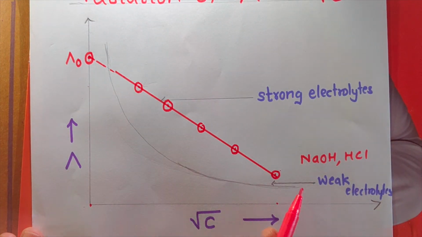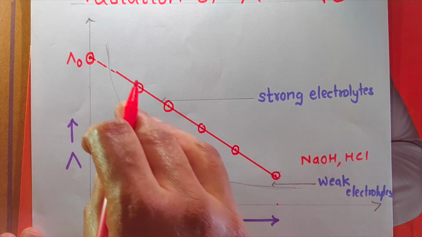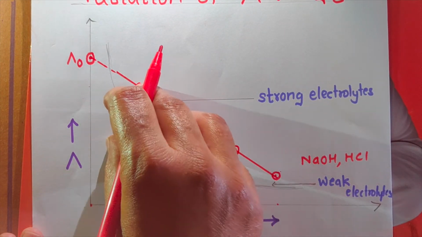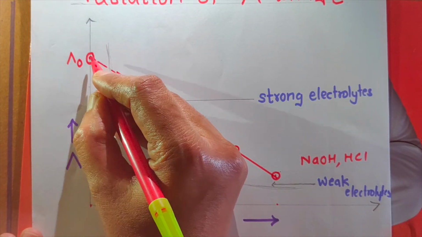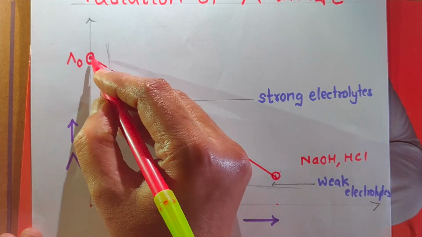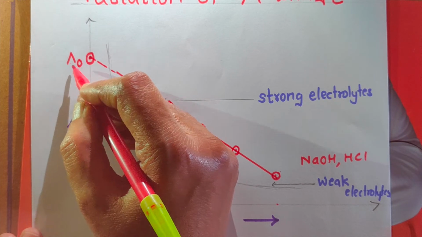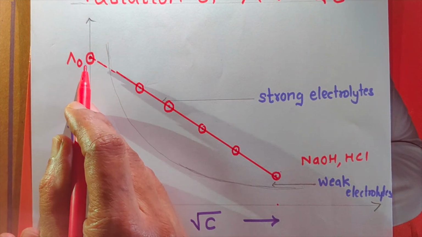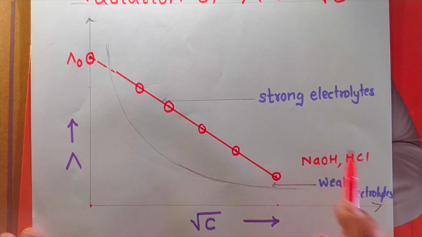So remember, for strong electrolytes, by experiments we can determine the effect of concentration on molar conductivity, and by plotting this line and extrapolating it, the line will cross the y-axis at this point, and you can call it the molar conductivity at infinite dilution. So we can determine the molar conductivity at infinite dilution for strong electrolytes like strong acids and strong bases.